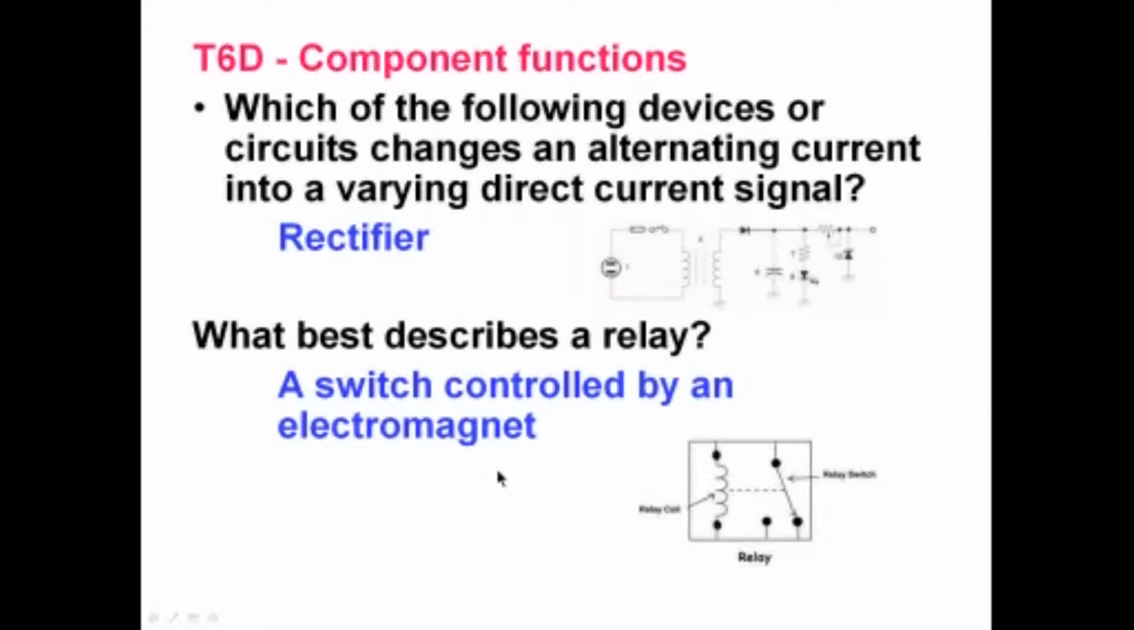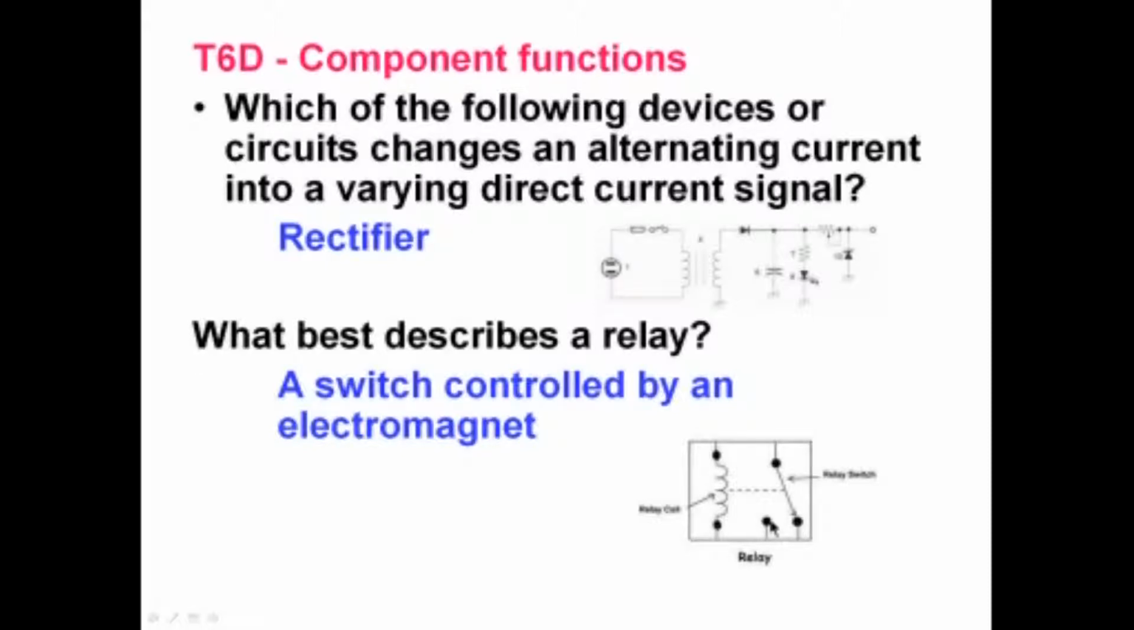What best describes a relay? A relay is a switch controlled by an electromagnet. Here we have a relay switch, and you can see it's just like those other switches. We have a lead that comes in here. This one is single pole double throw, isn't it? Okay, so I can connect it either to this circuit or to this circuit.